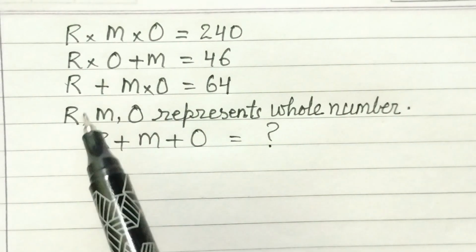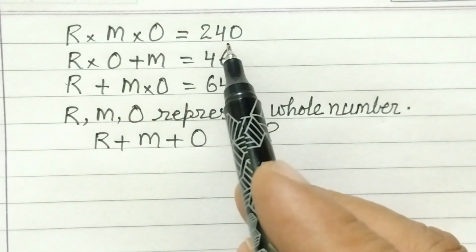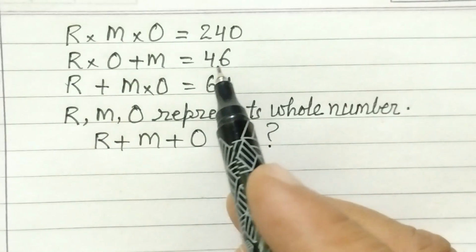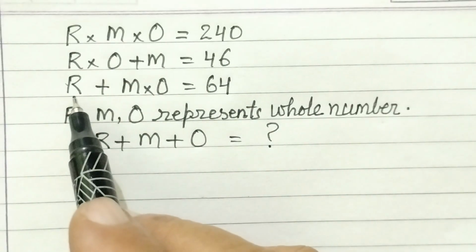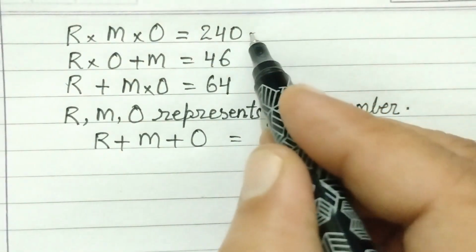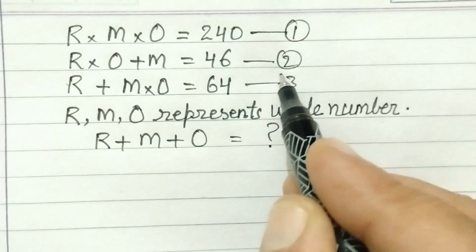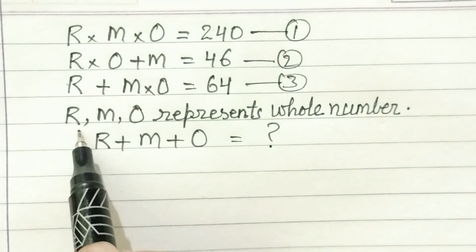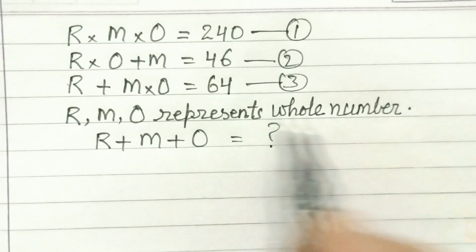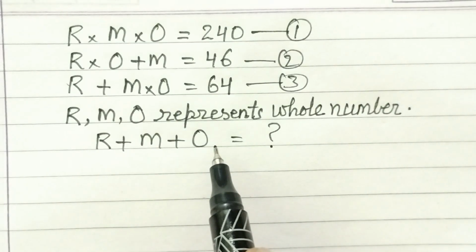Today we have a nice problem. We are given R times M times O is equal to 240, R times (O plus M) is equal to 46, and (R plus M) times O is equal to 64. These are equations first, second and third. The condition is that R, M and O represent whole numbers, and we have to find the value of R plus M plus O. Okay, so let's start.